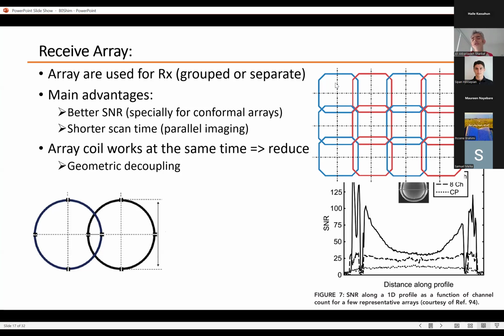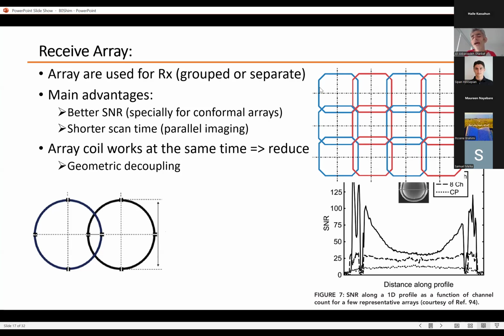There are two strategies. One, we can group multiple coils together inside an array. For example, here we can group every three coils together, so as to have a four element array, because each of these three is considered one coil actually.